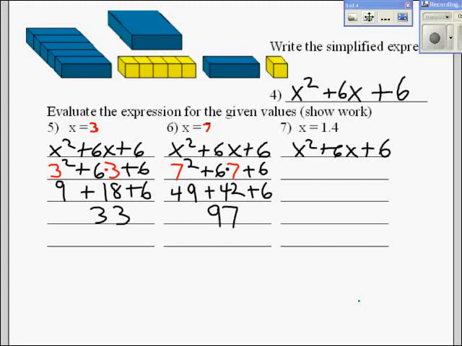Last, we're going to replace our x with 1.4. Nice thing is, since you have a calculator, nothing changes here. 1.4 goes in place of our x. Square is next to it, plus 6.